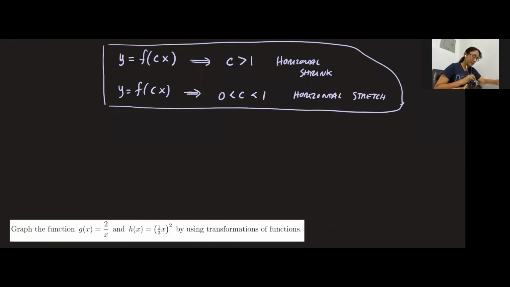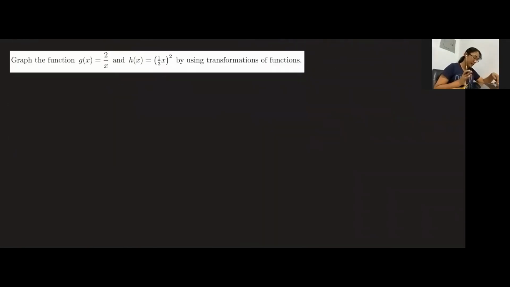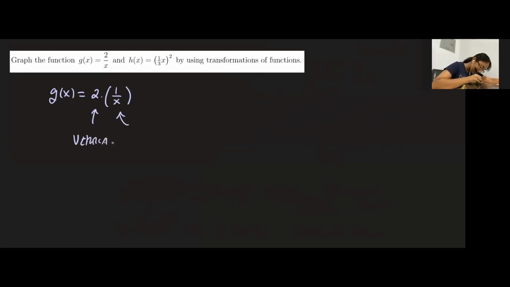Now let's do an example combining these two ideas. So here we want to graph g of x and h of x. Let's first do g of x. I'm going to rewrite it as 2 times 1/x. So we know our basic function is 1/x. And then the 2 is multiplying the function values, which means this is a vertical stretch by 2. So all the y coordinates are going to get multiplied by 2.